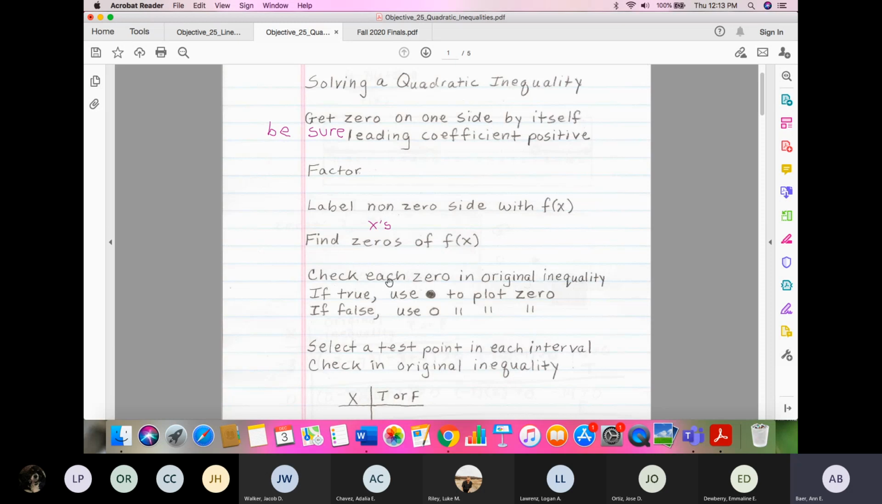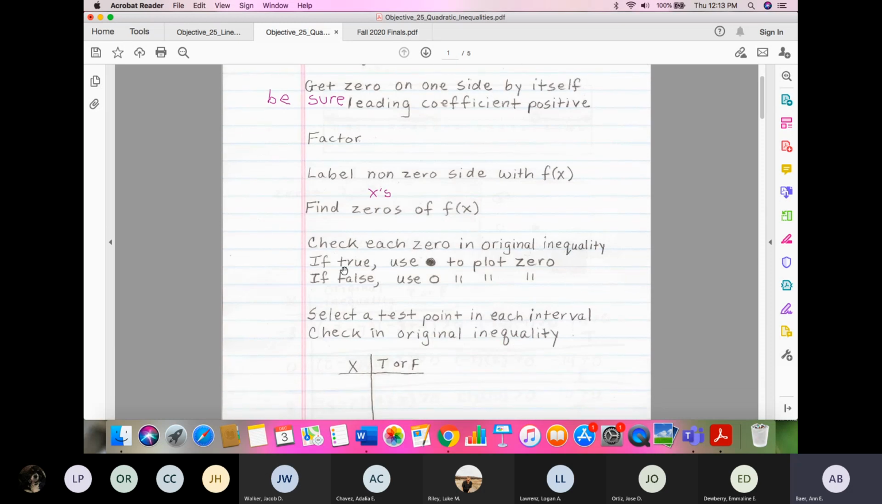So we want to check each one of these zeros in our original inequality. If we get a true statement, we want to use a colored in circle, a dot, to plot the 0. If, on the other hand, we get a false statement, you want to use a circle. Circles do not have a middle. We want to use a circle to plot the 0. The circle's just that outside part.